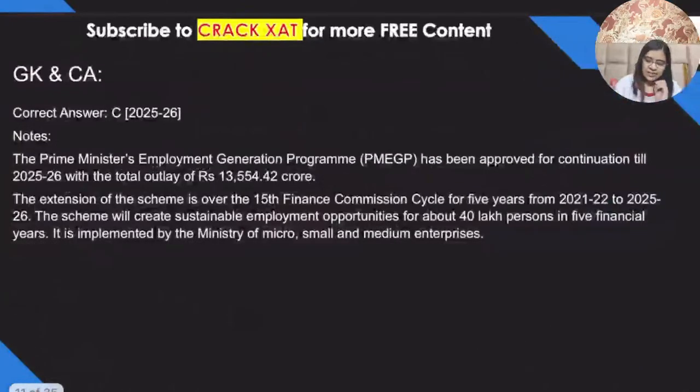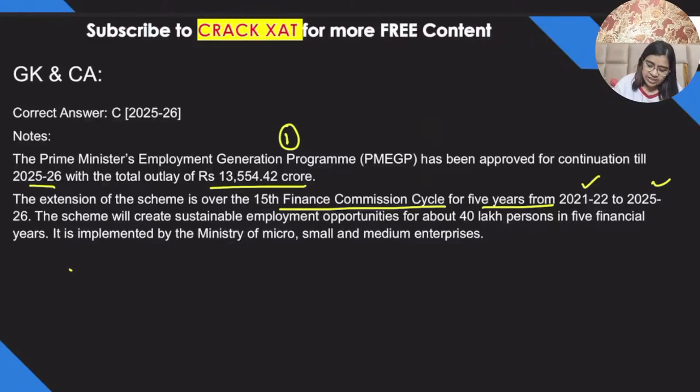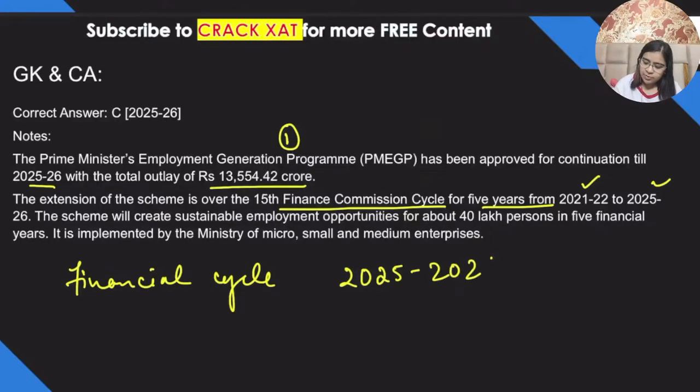Let's talk about this. The Prime Minister's Employment Generation Program, which is point number 1 over here, has been approved for continuation till 25-26 with the outlay of around 13,554.42 crores. The extension of the scheme is over the 15th Finance Commission cycle for 5 years, which started from 21-22 and would go up to 25-26. So please remember this financial cycle, so that maximum questions' answer will be this. Okay, I wanted to put forward this because I wanted you people to know about this 5-year financial plan, which started from 21-22 and would go up to 25-26.